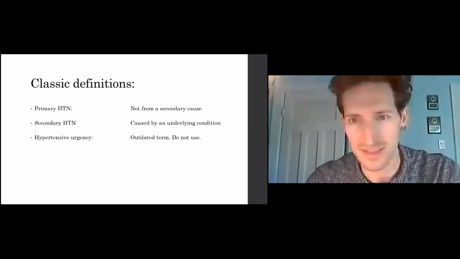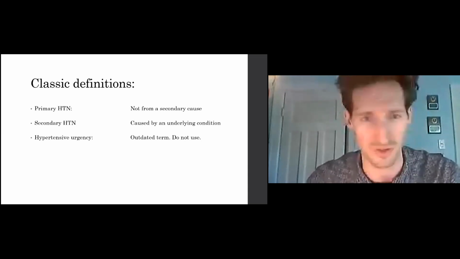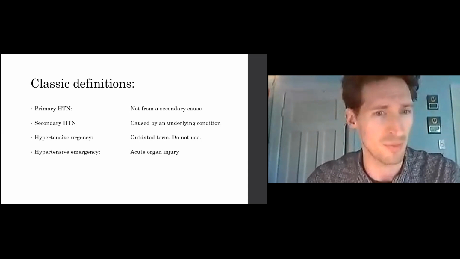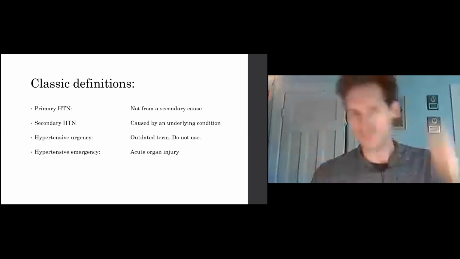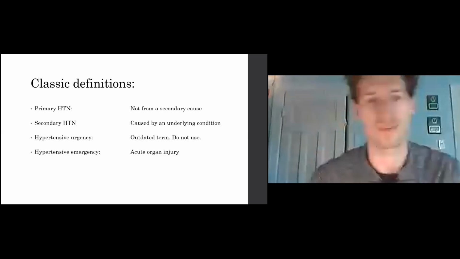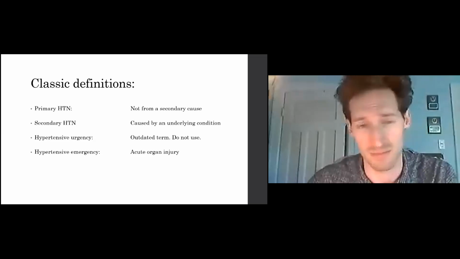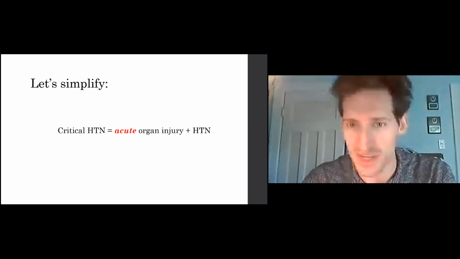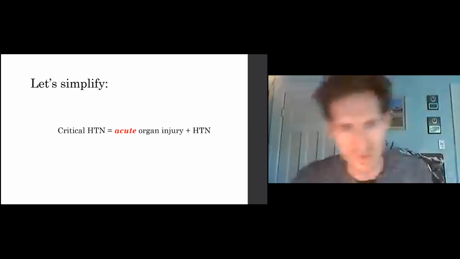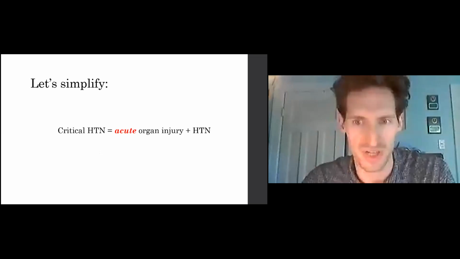Hypertensive urgency is an outdated term, do not use, and I'm not even going to describe it because it's being thrown out the window as it should. And then hypertensive emergency, which is kind of the same thing as what I would describe as critical hypertension. It's basically when you have, in a simplified way, an acute organ injury. I don't care if the patient has CKD from years of high blood pressure. It has to be an acute organ injury associated with hypertension.